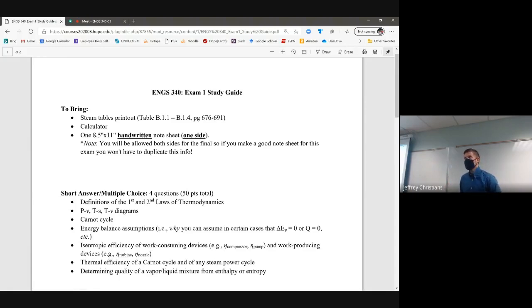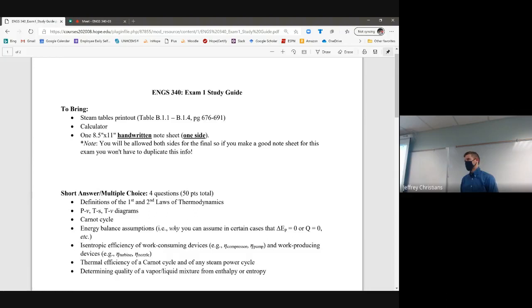Now, a note on that: looking up values in the steam tables is part of engineering. You will find this in your career, being able to read tables and charts and graphs and get the right numbers from big tables. So that's a skill that you will use in your career. So I don't want to totally throw that aside.